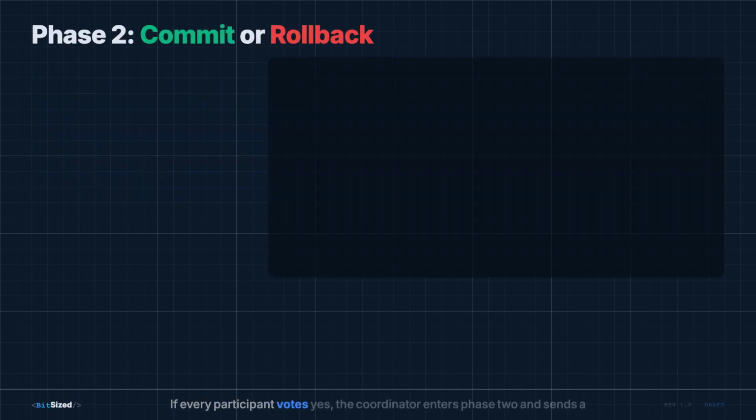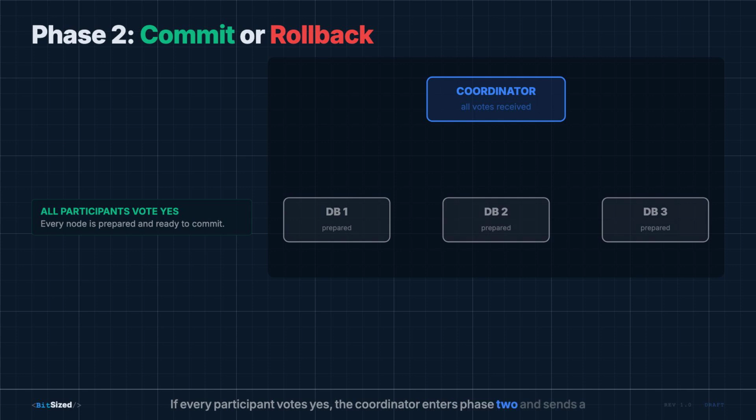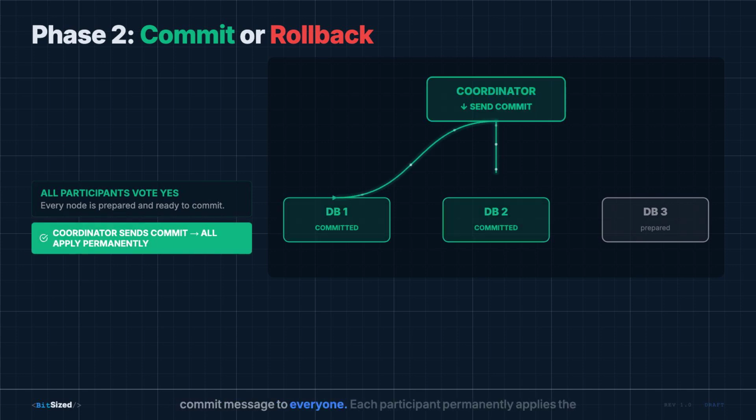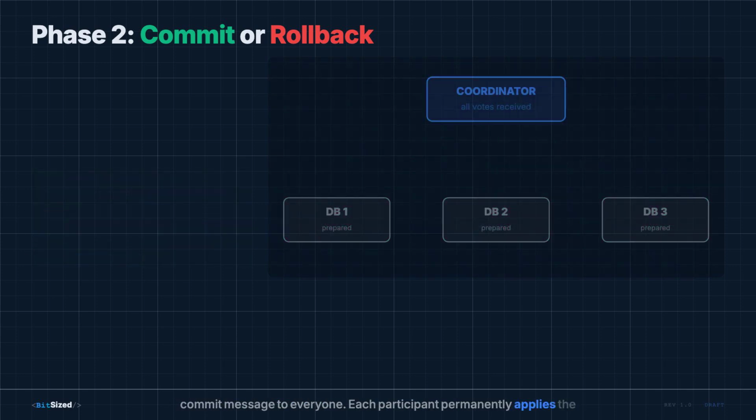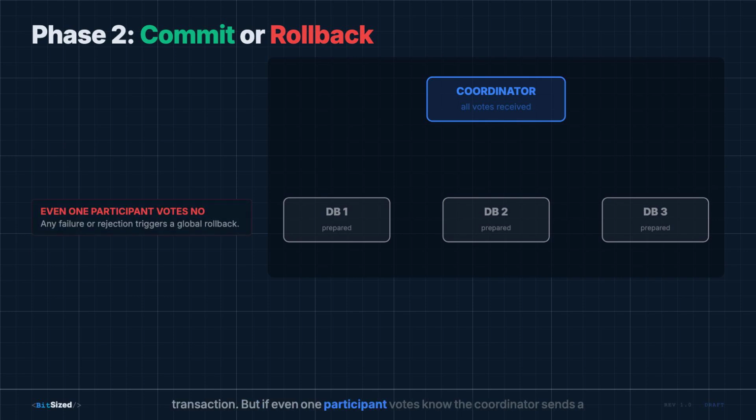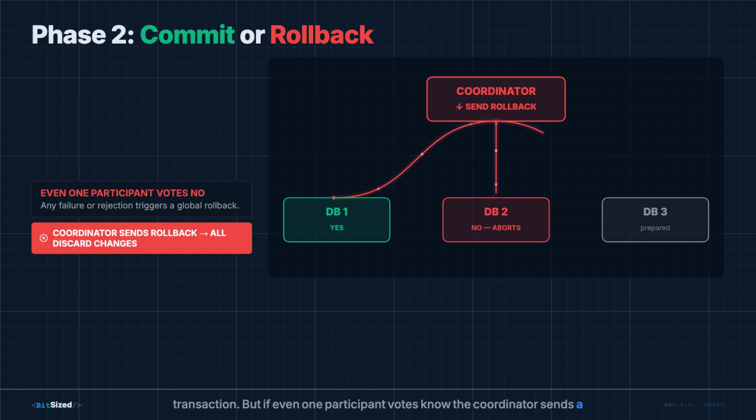If every participant votes yes, the coordinator enters phase 2 and sends a commit message to everyone. Each participant permanently applies the transaction. But if even one participant votes no, the coordinator sends a rollback message and every participant discards its changes.